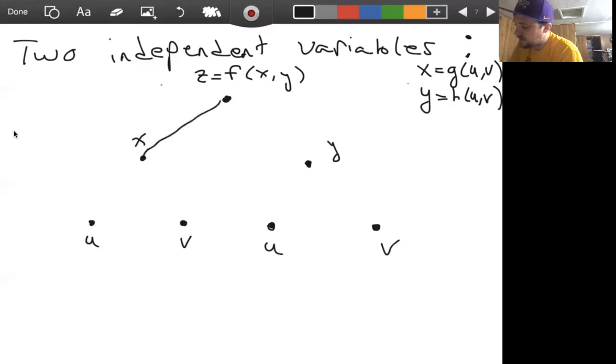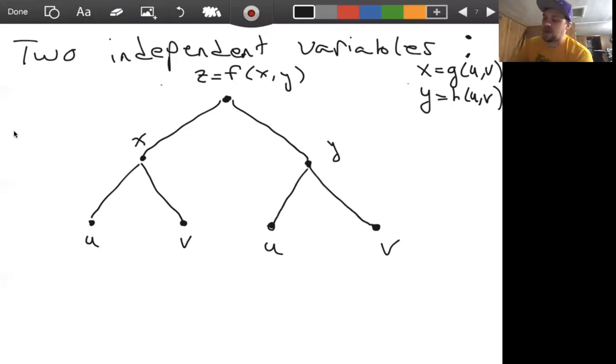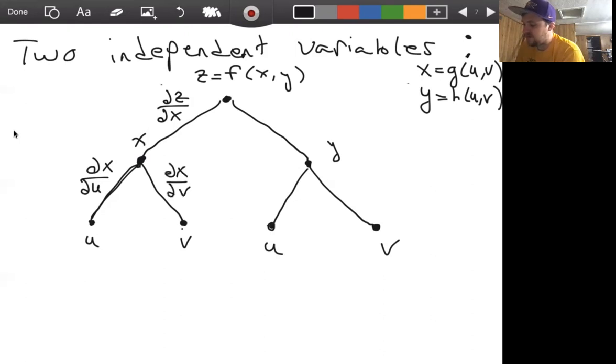And we have branches on this tree connecting all of the nodes here. And now we need to label each branch. And so for the first one, we're going from z to x. So that's the partial derivative of z with respect to x. And then once we're at the point x, we have two branches we can go along. We can go along the branch from x to u, which is the branch partial x, partial u, or we can go along the branch from x to v, which is partial x, partial v.